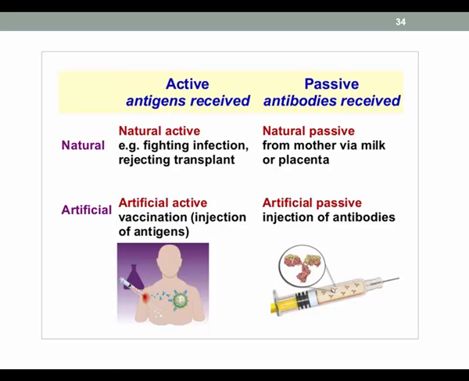Anyway, again, you have natural active immunity if you had the disease. You have artificial active immunity if you got vaccinated. If you got antibodies from mom, that's natural passive immunity. If you got antibodies by medical intervention, that's artificial passive immunity.